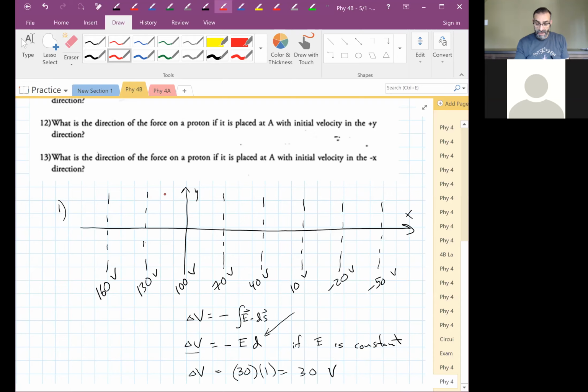It would just keep going until the electric field changed. As long as the electric field is uniform as it goes out towards infinity, then the potential would just keep changing until we got to infinity.